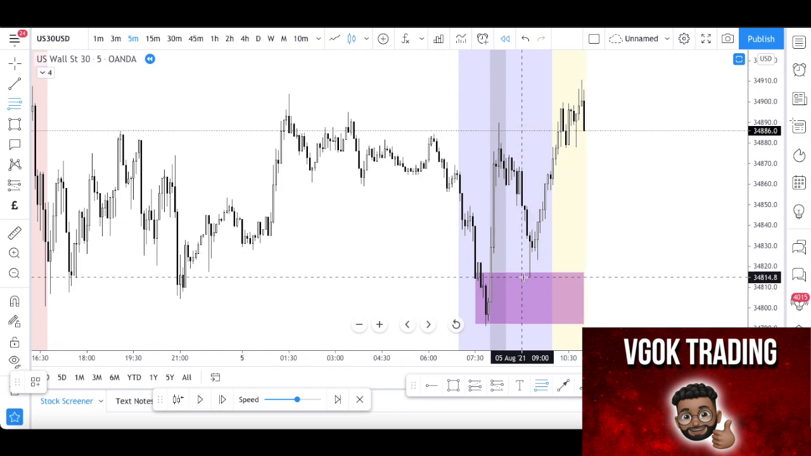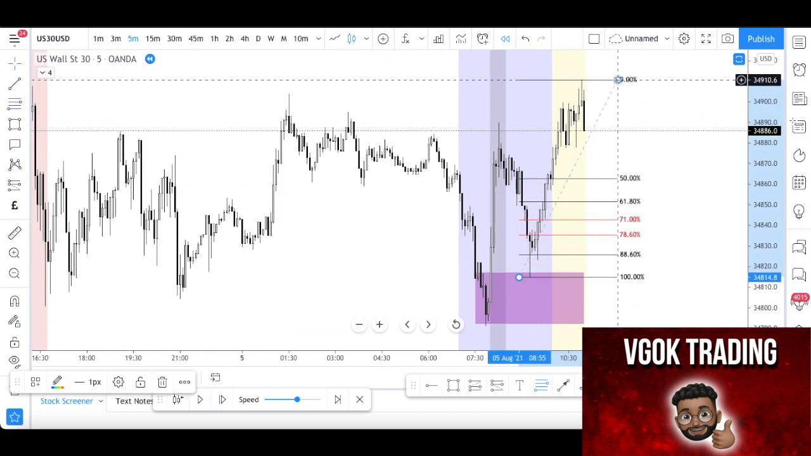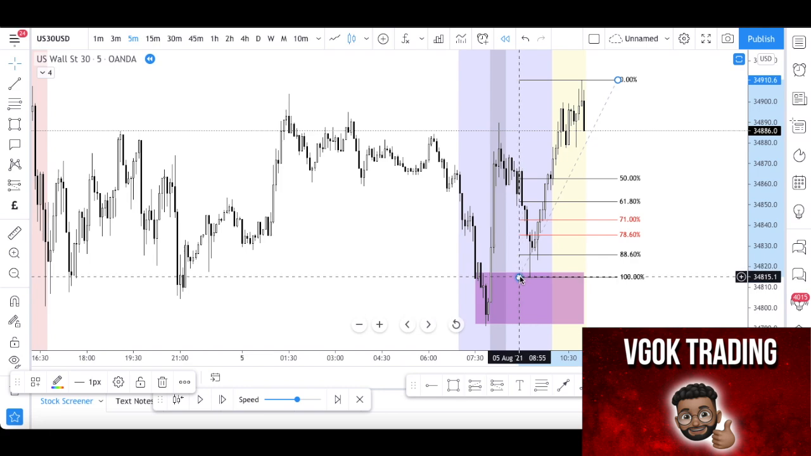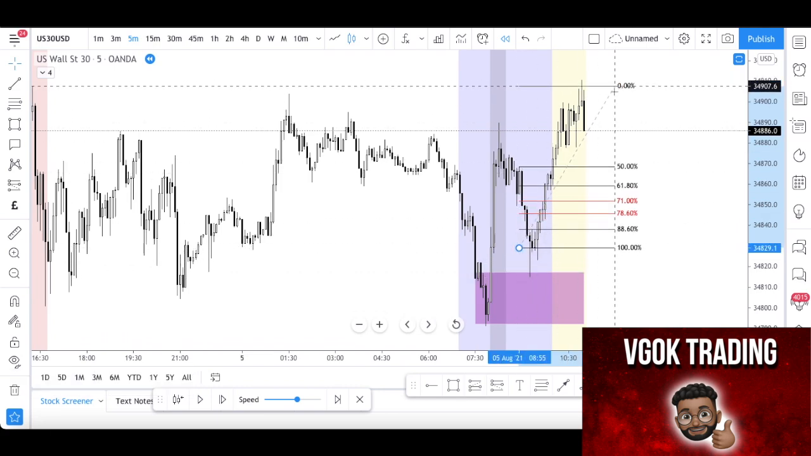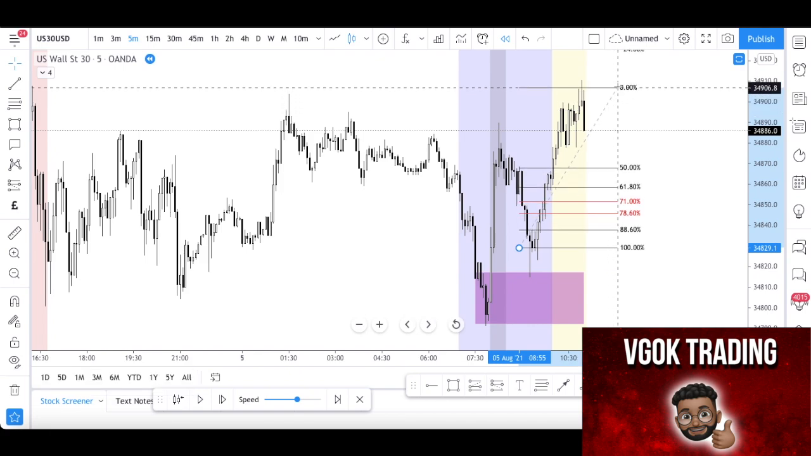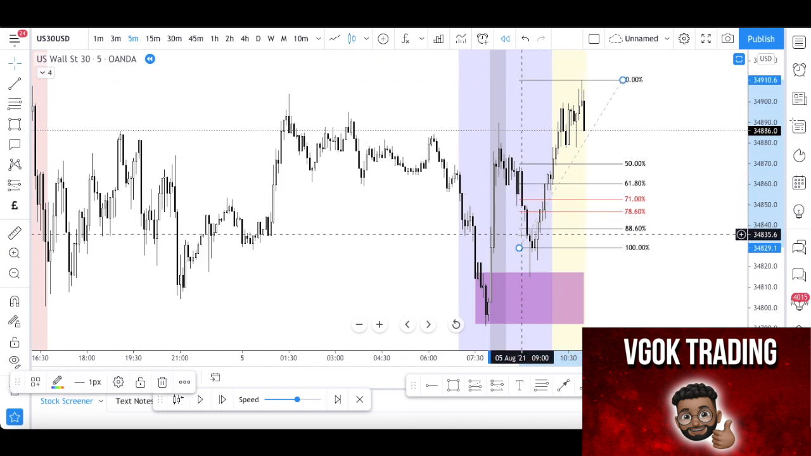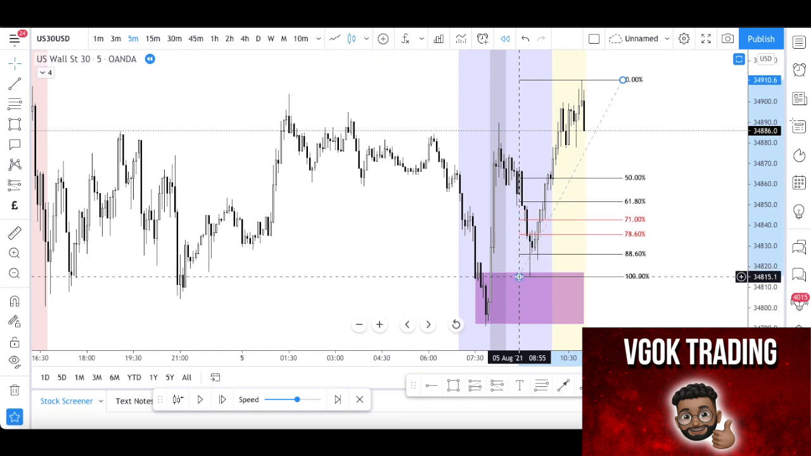There's a couple of ways that people will use these Fibonacci retracement tools. I personally like to draw them from wick to wick, so that wick there to that wick there. And I know some people do like to draw them from body to body as well, like so. But for me personally, I just prefer to do it wick to wick. I'm not sure why, it's just a personal preference. But yeah, I like to draw them from wick to wick, just like that.